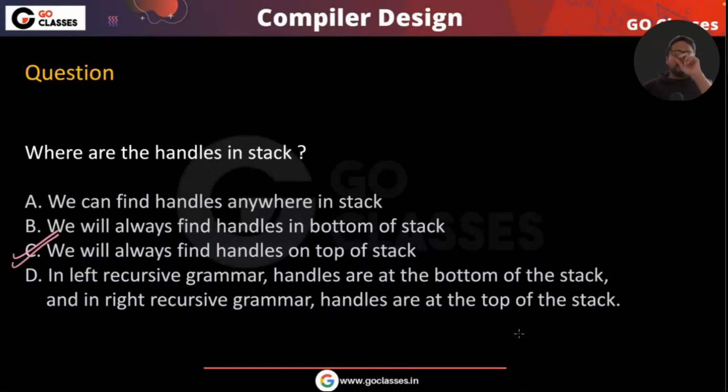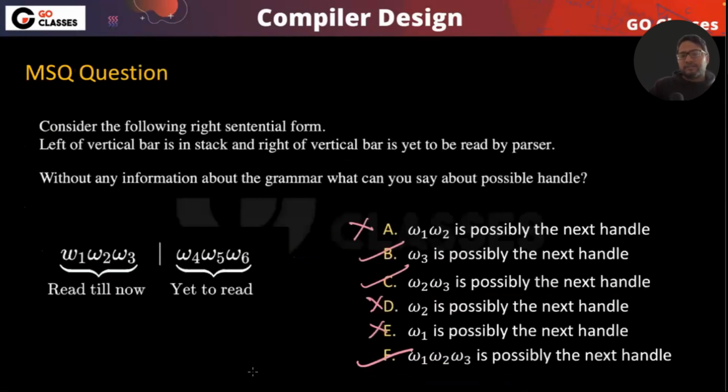Which means on top of the stack only I will look. If this is the handle, I will reduce. Otherwise, I will not keep on checking whether I forgot something. That is not how it works. So in bottom-up parsing we will always look at the top of the stack. If this is the handle, reduce it. Not a handle, don't reduce it. Understood? So in this particular example, if something is a handle, we will reduce it. Otherwise, we will not reduce it. Right?